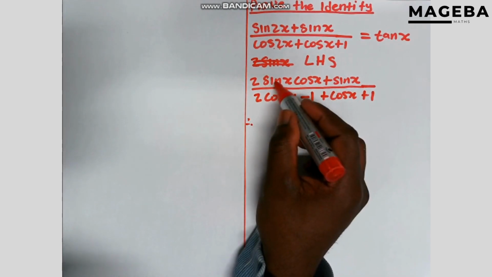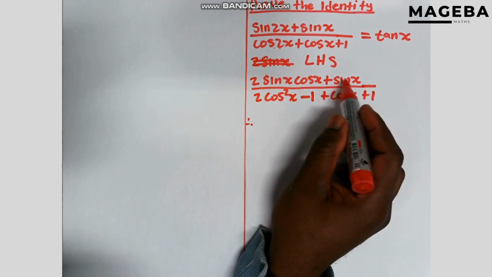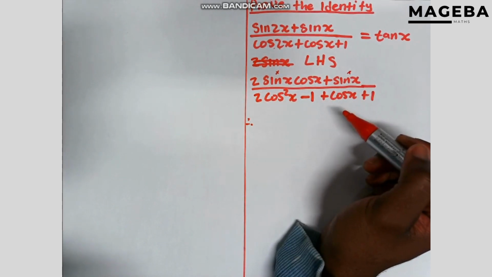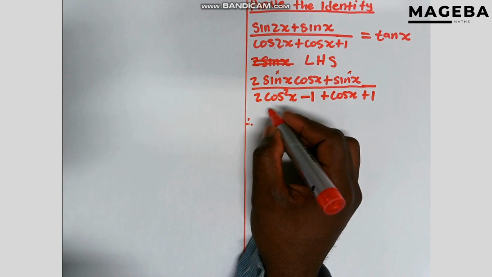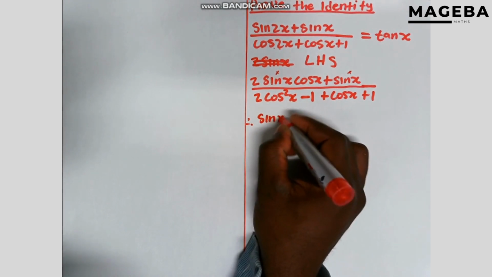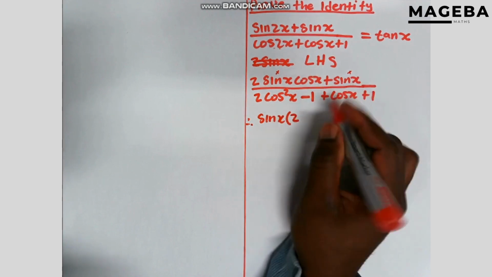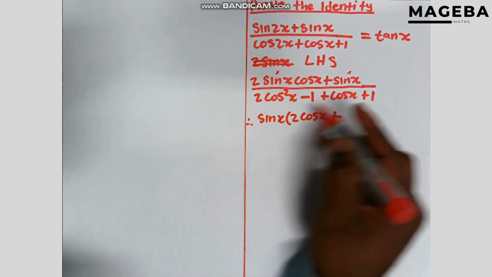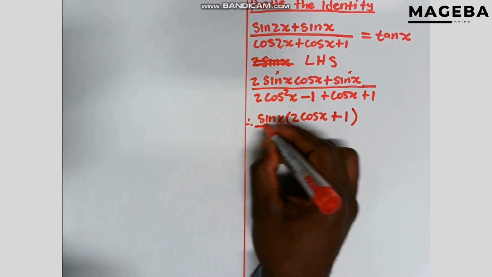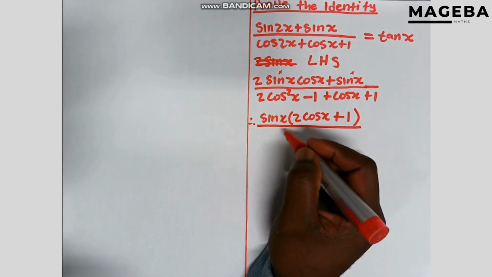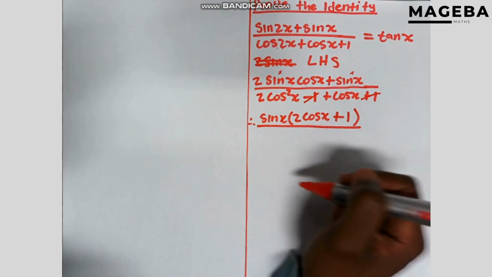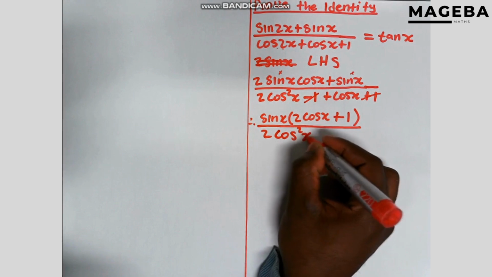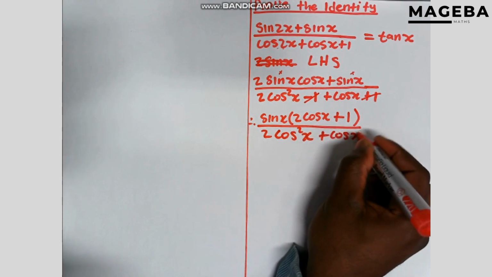Then from here I have 2 sine x cos x and then plus sine x. I have sine here and also sine here. I hope you can see that is a common factor. Common factor of what? Of sine. So if I take sine out, I'm left with 2 cos x, then plus 1, since I took sine as a common factor. Then all over, I have 2 cos squared x, and then plus cos x.